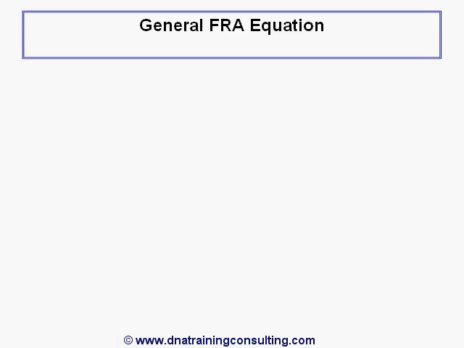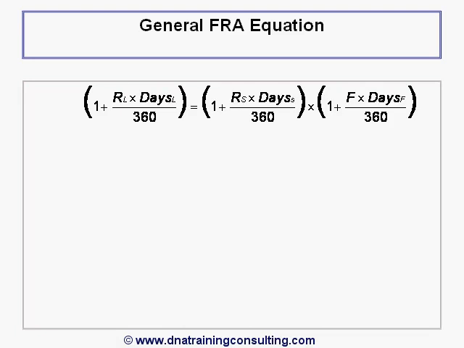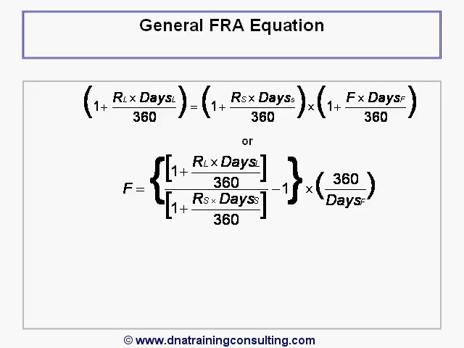More generally, we can describe the insight behind the no arbitrage argument by writing: 1 plus the rate for the long period times the number of days in that long period divided by 360 is equal to 1 plus the rate for the short period times the number of days in the short period divided by 360, multiplied by 1 plus the rate for the forward period times the number of days in that period divided by 360, which simplifies to the equation for F, the forward rate, or the FRA rate that you see here.